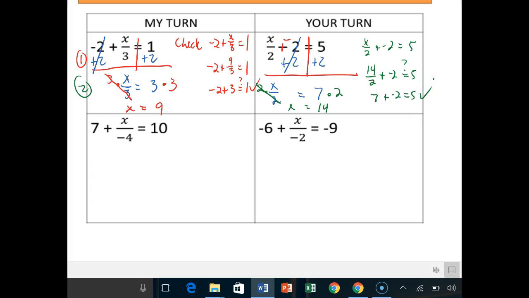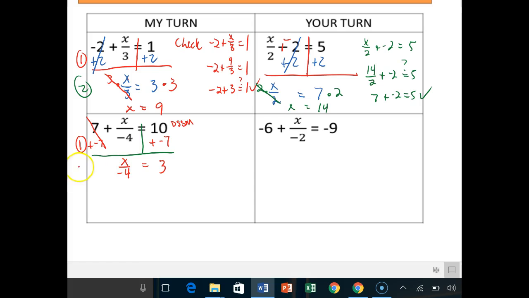I'll do one more problem with this one. So draw your Tetris. Again, we're looking for the constant. The constant here is 7. It's a positive 7. So to make that 0, I add negative 7. When I add negative 7 to both sides, those cancel out. This is a DSSM, different signs, subtract. So I get 3, not negative 17, not negative 3. I get positive 3 because there's more positives. This drops down, x over negative 4.